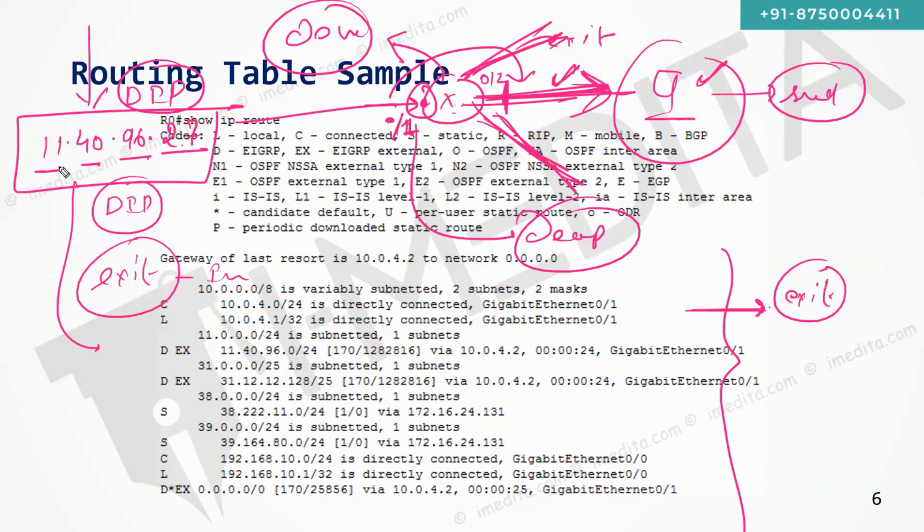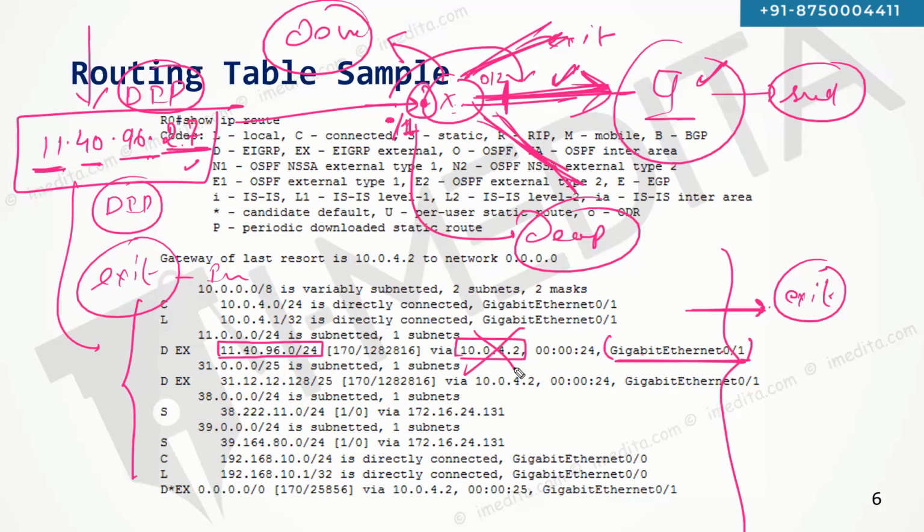If I need to go to this 11.40.96.27, I have multiple routes in my routing table. What route, what exit interface do I have to use? And once this router checks the routing table, it finds out that in order to go to the 11.40.96.27 subnet, I need to place the packet onto the interface gigabit 0/1 towards the next hop 10.0.4.2.